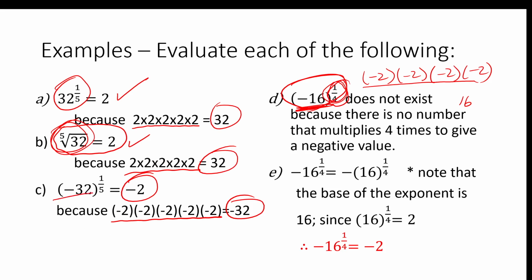But over here the root was 1/5. So the fifth root, 5 is an odd number. We can take the fifth root of a negative value because the base here was negative.